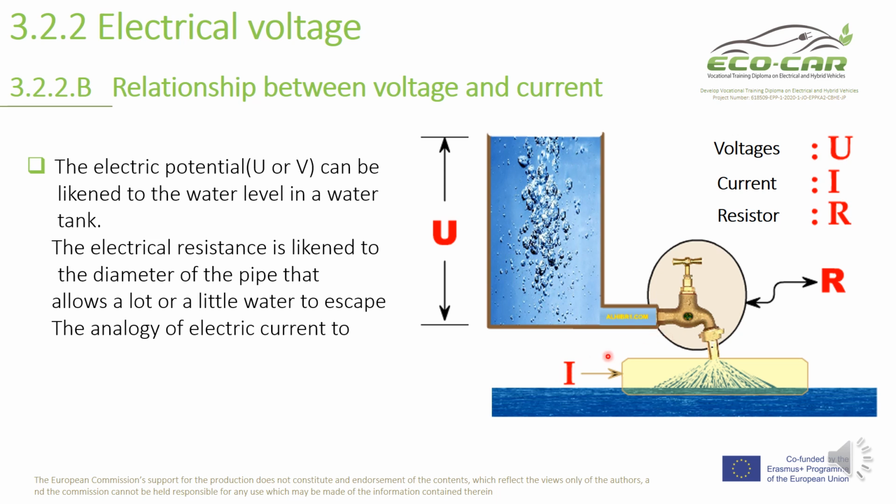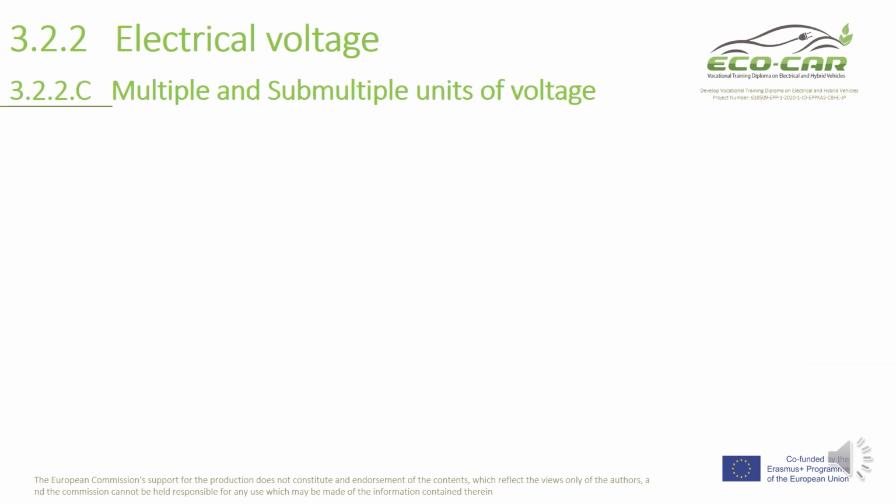The analogy of electrical current I is to the amount of water flowing in 1 second. So this gives us a relation between voltage and current, like the flow of water from a tank. When there is high pressure, high voltage means high current, or high flow.